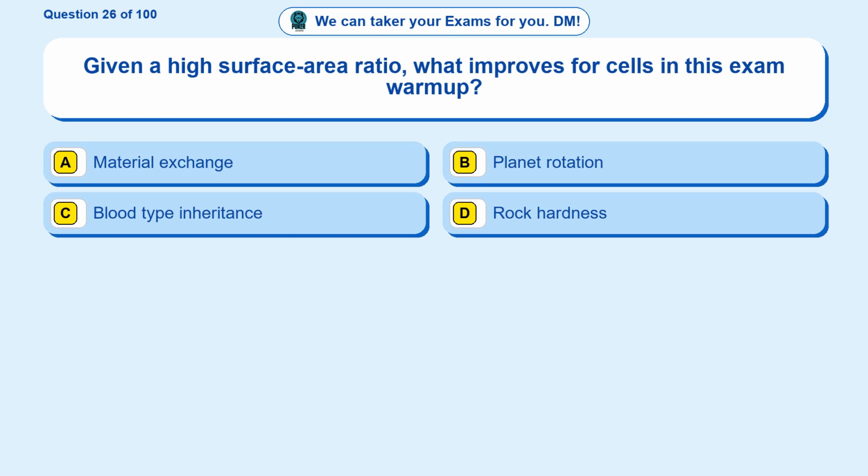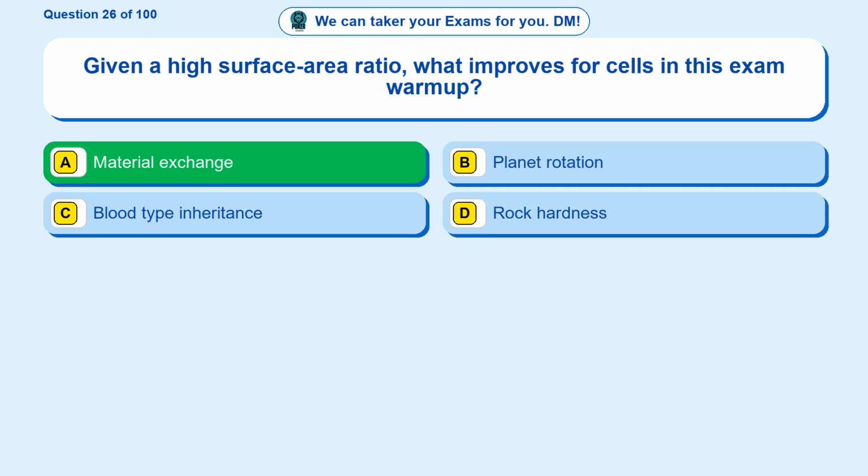Question 26. Given a high surface area ratio, what improves for cells in this exam warm-up? Option A, material exchange. Option B, planet rotation. Option C, blood type inheritance. Option D, rock hardness. The correct answer is option A.